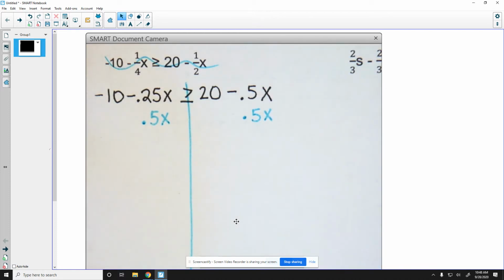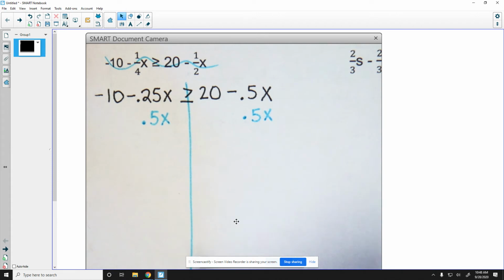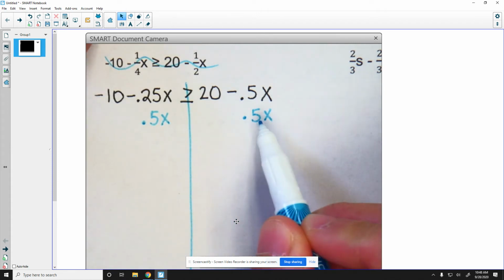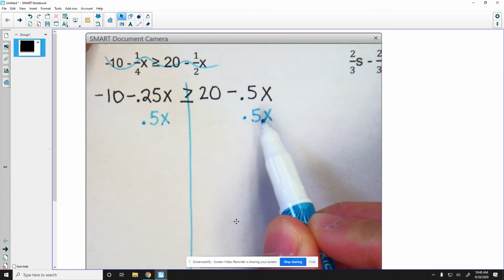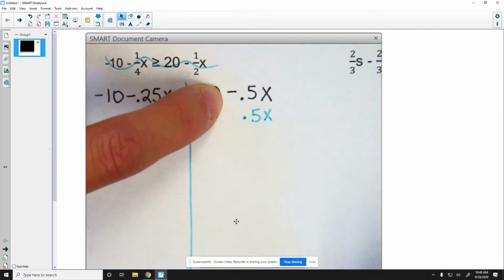And remember, you want to be organized. Put your x's underneath your x's. All right, so you see a -0.5x. So Araceli, how do I move this 0.5? Add, subtract, multiply, divide. Look at the symbol before and do the opposite.